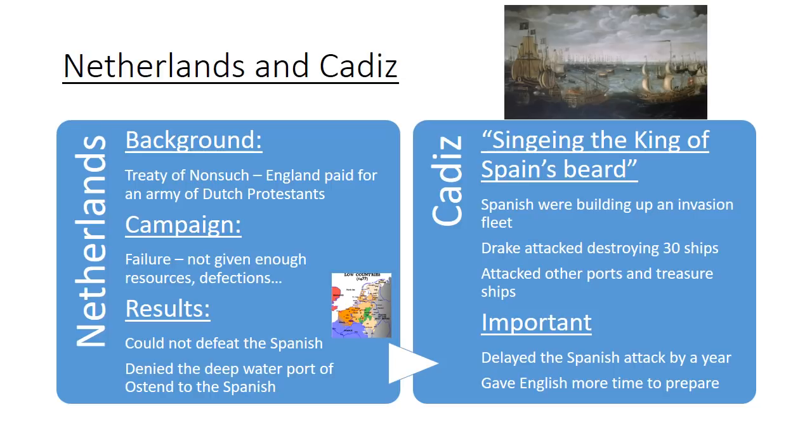Another thing that really got up King Philip of Spain's nose was Drake's attack on Cadiz. The Spanish were building up an invasion force, and Cadiz is one of their major ports. Drake sailed in there in the middle of the night, destroyed 30 ships, and attacked a load of other ports on the way back. The reason this is important is because it delayed the Spanish attack by a year and enabled the English to prepare their own navy in preparation for an inevitable Spanish invasion.